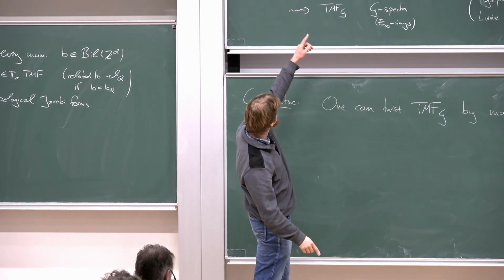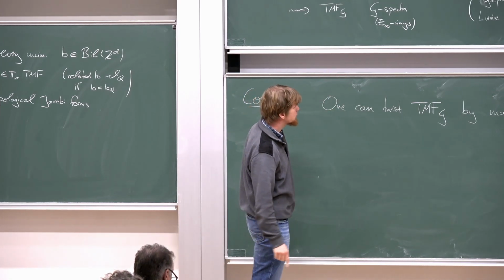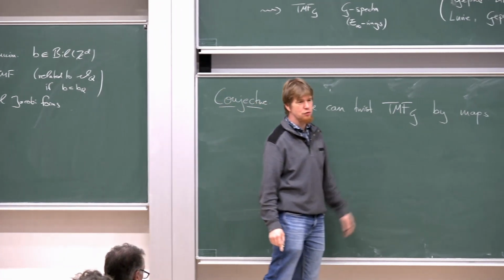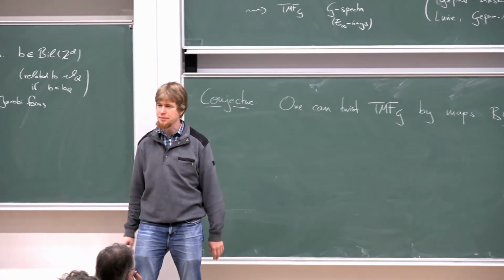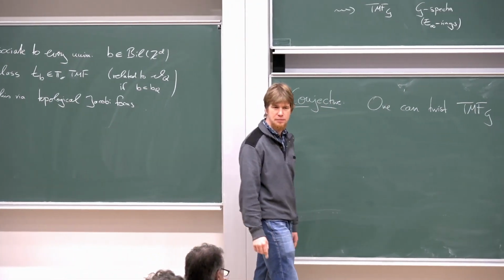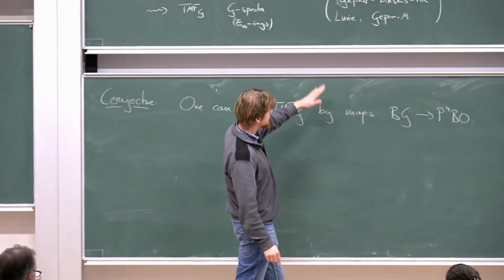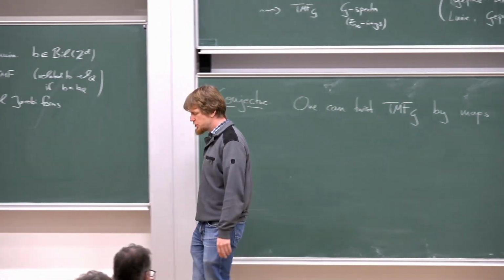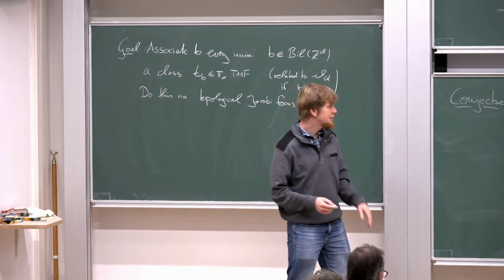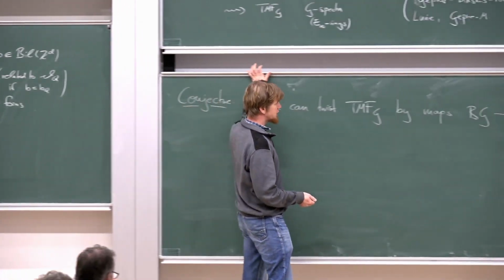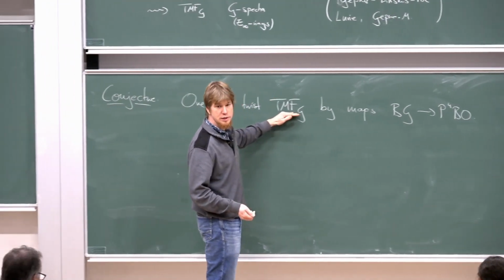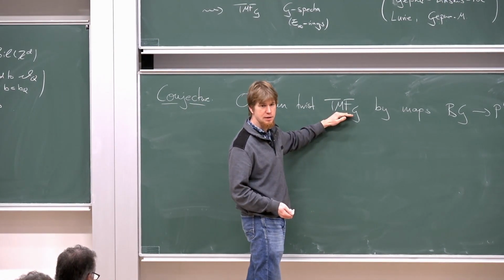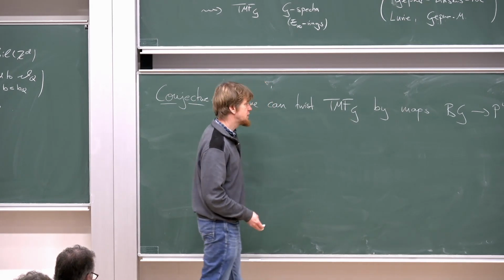What you can get quite easily from this: say you want to take the Borel equivariant TMF of a point, which is just TMF of BG. This you can twist by such a map. But it's maybe not so clear why one should expect that one can also twist equivariant TMF, genuine equivariant TMF.